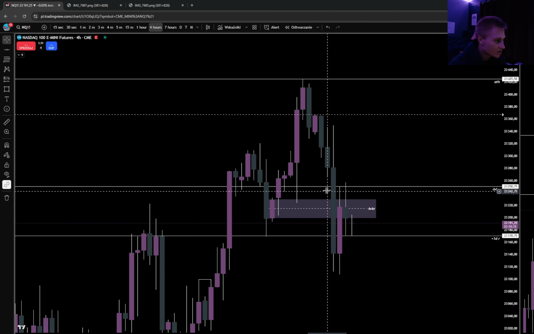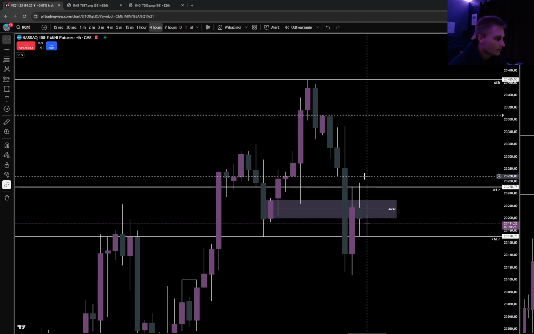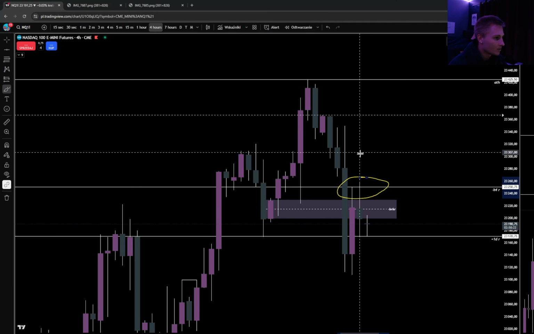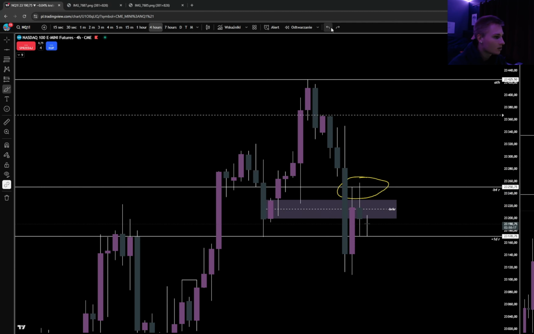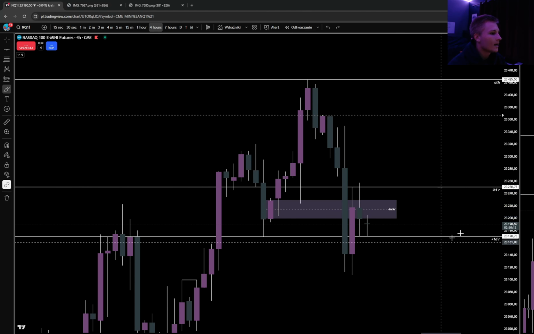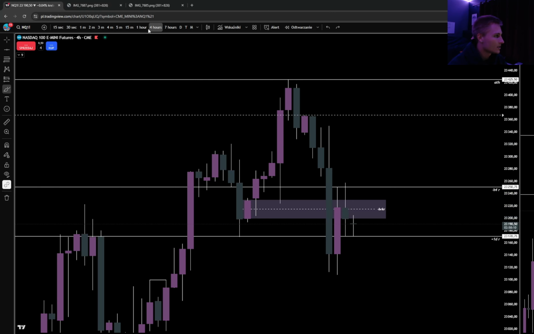I saw these rejections, saw this rejection right here of the unfilled 4-hour fair value gap, as well as I saw that we were holding this bearish breaker. We never closed above it, so we never actually disrespected this bearish breaker, and that was the reason why I was okay with taking shorts.